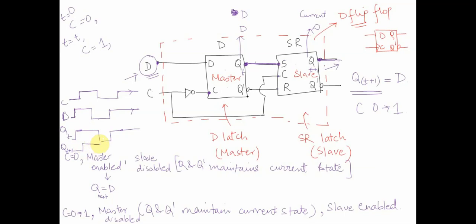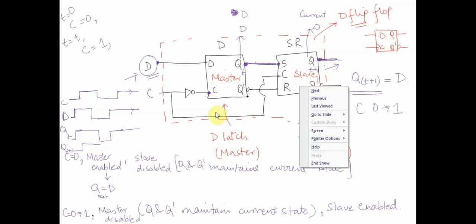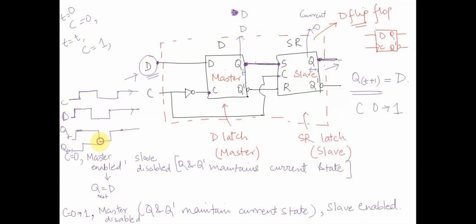But as soon as C becomes 0, this particular latch is disabled. In that case, it will continue to retain its state, so it will stay 1. And as soon as C became 1 again, any change in Qt will be reflected, and it will remain 1.